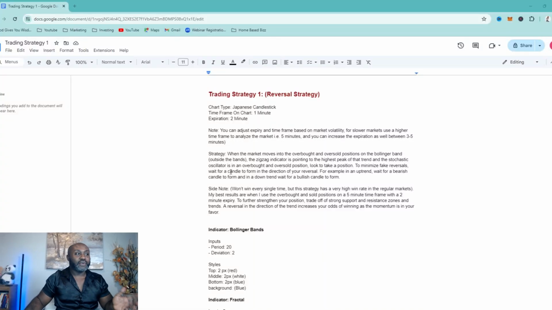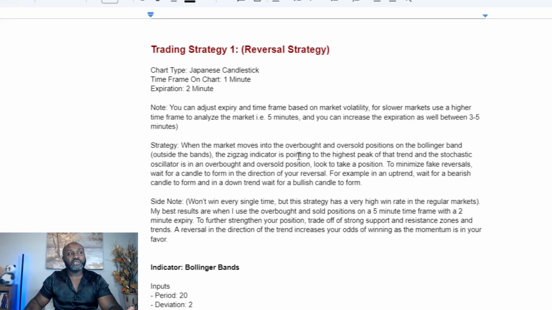All right, so what's the strategy? Well, the strategy is very simple. When the market moves into the overbought and oversold positions on the Bollinger Band, outside the bands, the zigzag indicator is pointing to the highest peak of that trend and the stochastic oscillator is in the overbought or oversold position, then look to take a position.